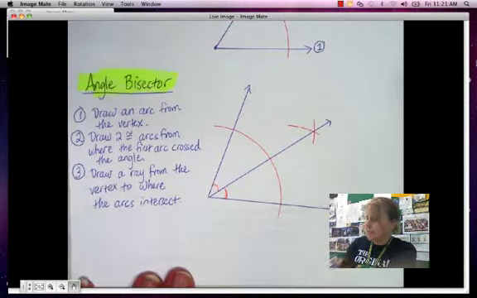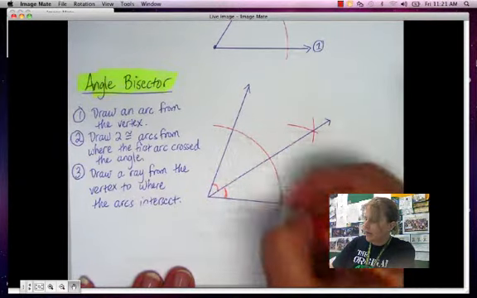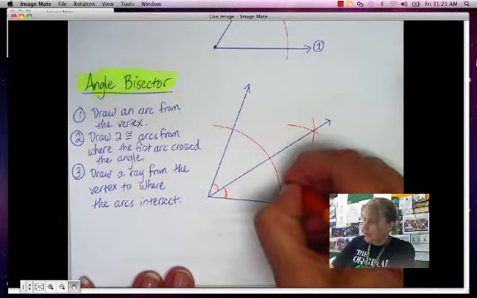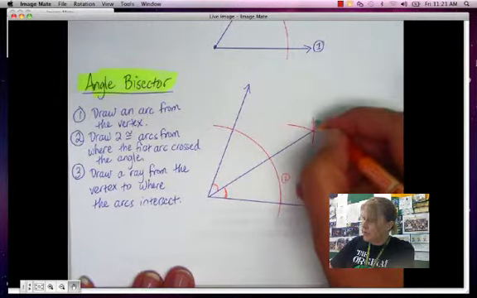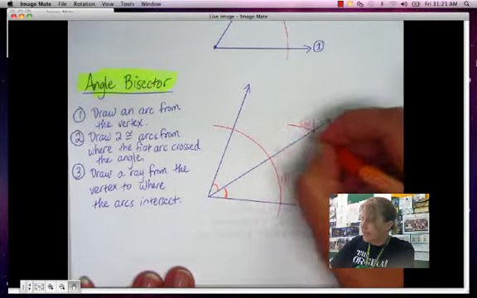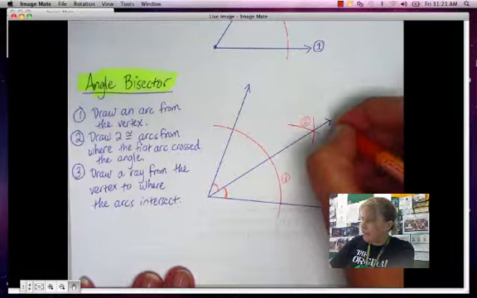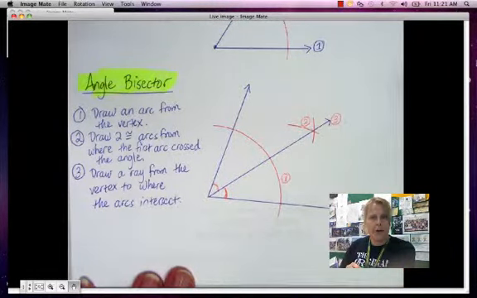So that's angle bisector. Once again, step one is to draw this arc here. Step two, draw these two arcs here. In step three, draw the ray that connects to the vertex. So now you have an angle bisector.